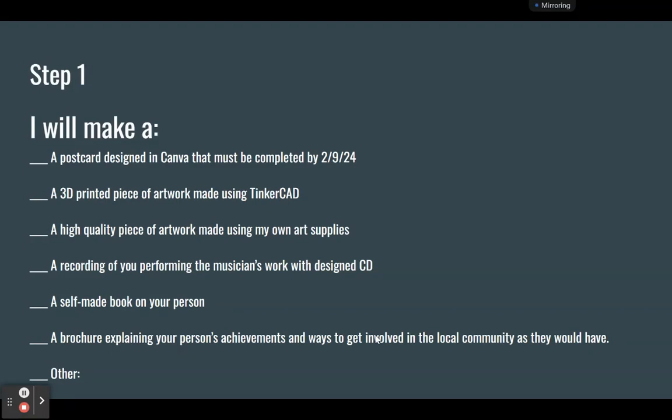Maybe you want to perform the musician's work you chose and we'll have a designed CD for you. Maybe you want to make a book, like a children's book or a short book explaining the life of the person. Maybe you want to explain your person's achievements in a brochure and then tell people how to get involved in their community and supporting work. Maybe there's something else you want to make. Anything is an option. You just need to talk to me about it.